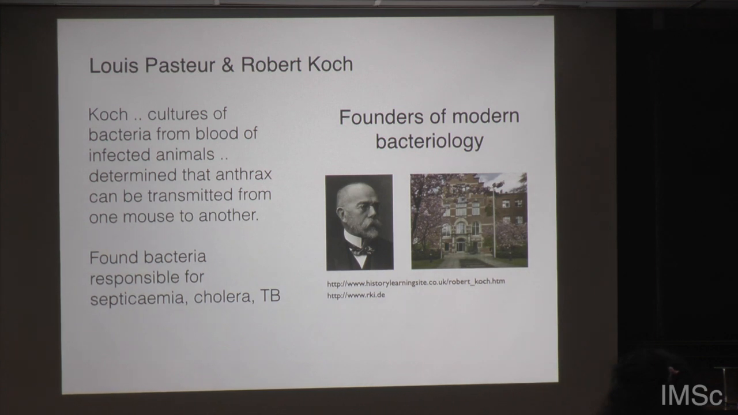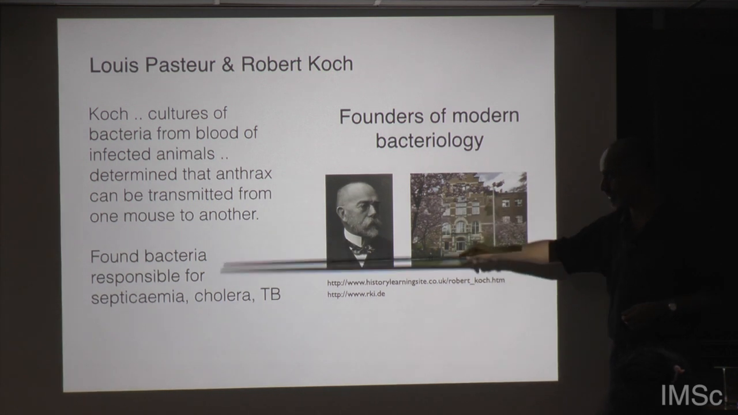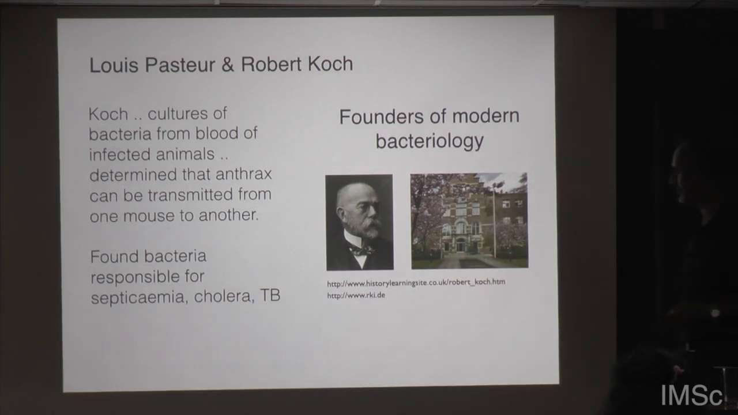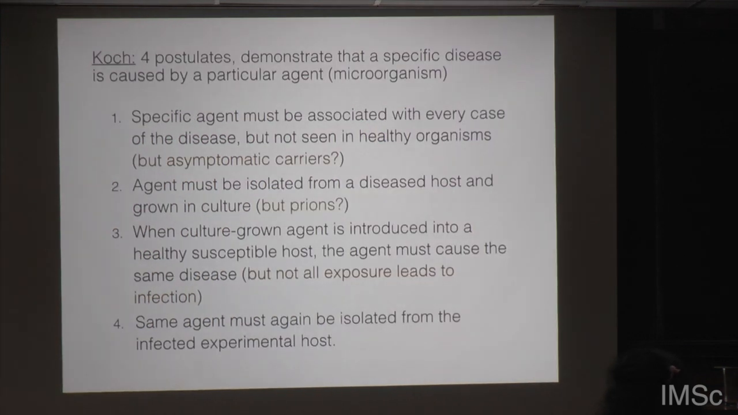They didn't like each other at all. Part of it was just pure scientific competition between them. They didn't want the other person to do well at all. So there was a lot of horrible intrigue that went on at that point. Koch showed that you could transmit anthrax from one mouse to the other. He found bacteria responsible for various diseases over here. These two are known as the founders of modern bacteriology.